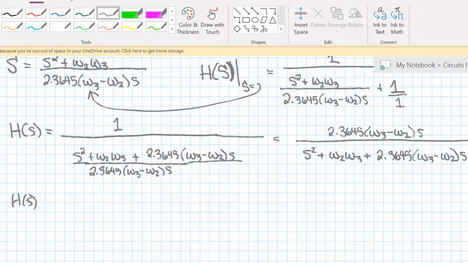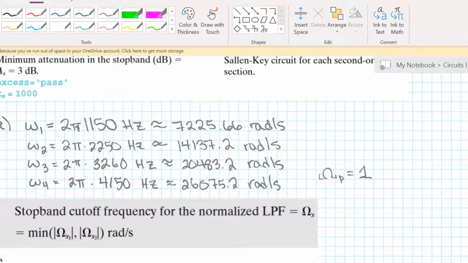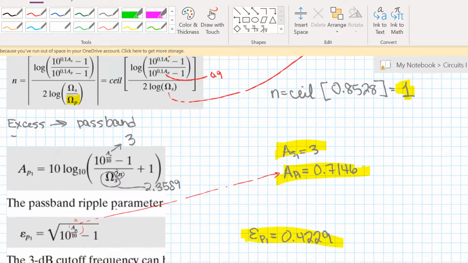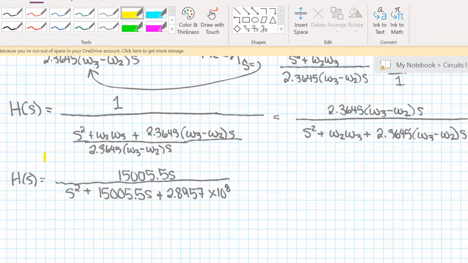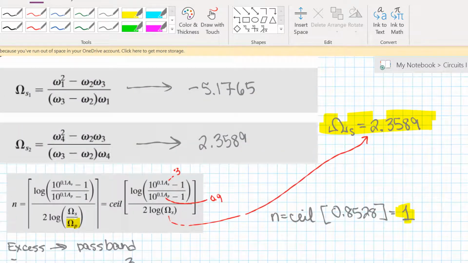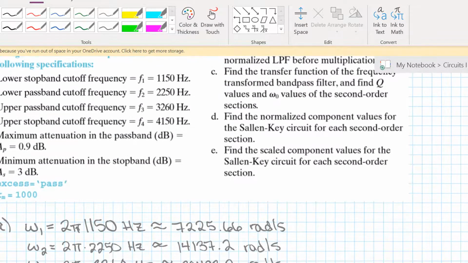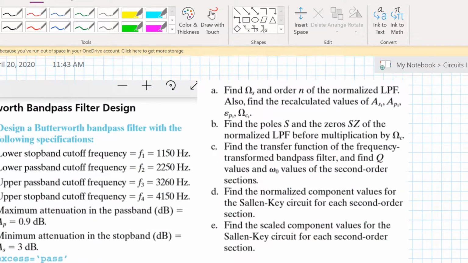And then we found omega 2 and omega 3 way at the beginning. That's when we changed from hertz to radians. And so just use your values of omega 2 and omega 3, plug those in to get all those constants. I get right here, when I multiply everything out, all I did was rearrange and put the S term in the middle and the constant at the end. So part C, find that transfer function, find the Q values and omega naught values.